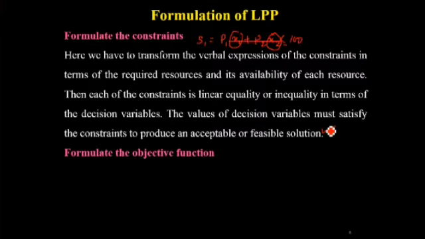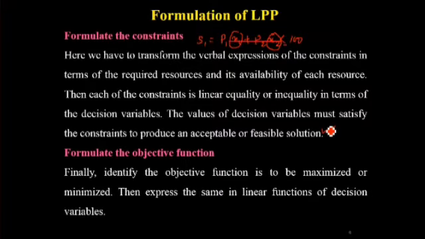So the last one is to formulate the objective function, because depending on the objective function you will get the solution. So that is also a very important part. Finally, identify whether the objective function is to be maximized or minimized, then express the same as a linear function of the decision variables. So these four steps are very important: decision variable, then data, constraint, and objective function.